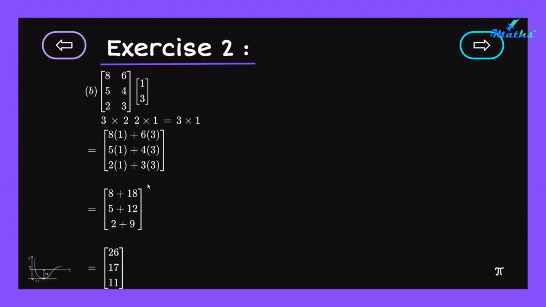And question number B is 3 times 2 and then 2 times 1. So obviously we can multiply together, and the order of the product is 3 times 1. So it's 8 times 1 plus 6 times 3, 5 times 1 plus 4 times 3, 2 times 1 plus 3 times 3, times together, and then add together. Let's skip the explanation because it's easy. So I straight away skip to the answer. It's 26, 17, 11.